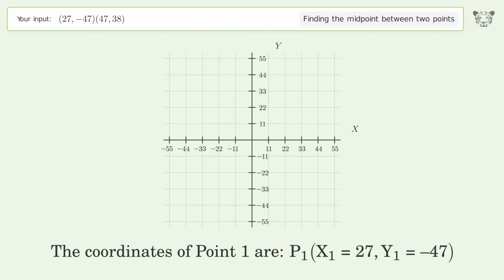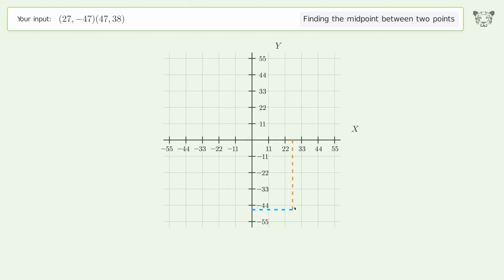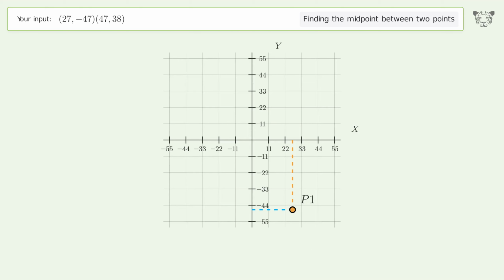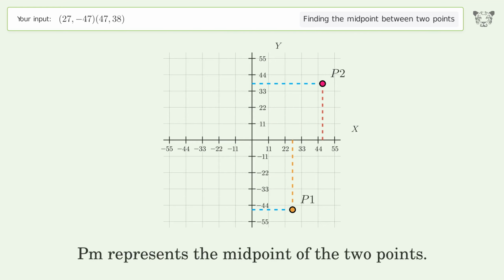The coordinates of point 1 are, x1 equals 27, y1 equals -47. The coordinates of point 2 are, x2 equals 47, y2 equals 38. PM represents the midpoint of the 2 points.